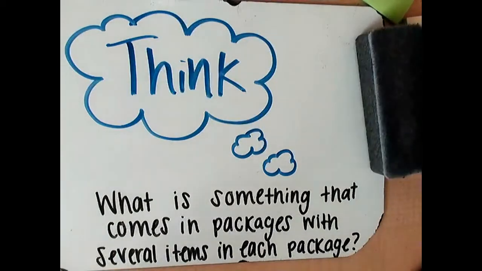Some things that I was thinking about is that eggs, they come in cartons and there's 12 eggs in each carton. There's multiple things that come in that package. If you brought Kleenex to school for the supply list, sometimes they come in packs of 3. If you're buying paper towels, sometimes those come in packs of 3 as well. Sometimes they come in even bigger packs, or toilet paper comes in packs of like 12 or 24. Those are all things that are packaged, but there's several items in each package.